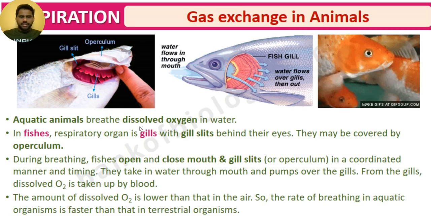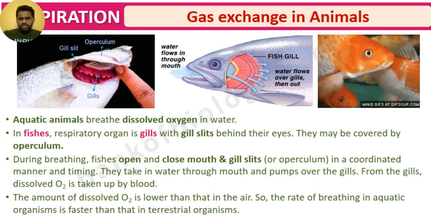Okay. Aquatic animals breathe dissolved oxygen in water. In fishes, respiratory organ is the gills, with gill slits behind their eyes. They may be covered by operculum. During breathing, fishes open and close mouth and gill slits in a coordinated manner and timing. They take in water through mouth and pump it over the gills. From the gills, dissolved O2 is taken up by blood.